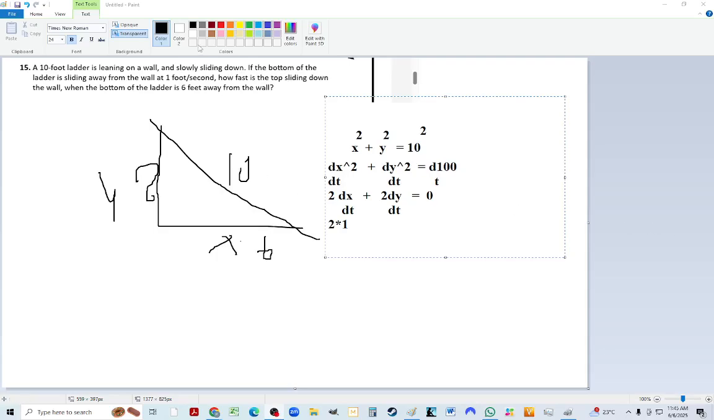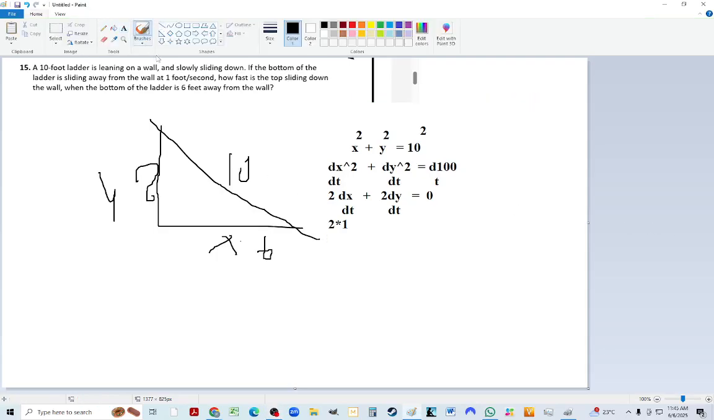This one's a little bit tricky until you realize they gave you a key piece of information. They've told you the rate of change right here on the bottom part. In other words, at 6 feet, the ladder is sliding. This is a 10-foot ladder up against the wall. The foot of the ladder is sliding out at a rate of 1 foot. I don't know why he's using feet per second.